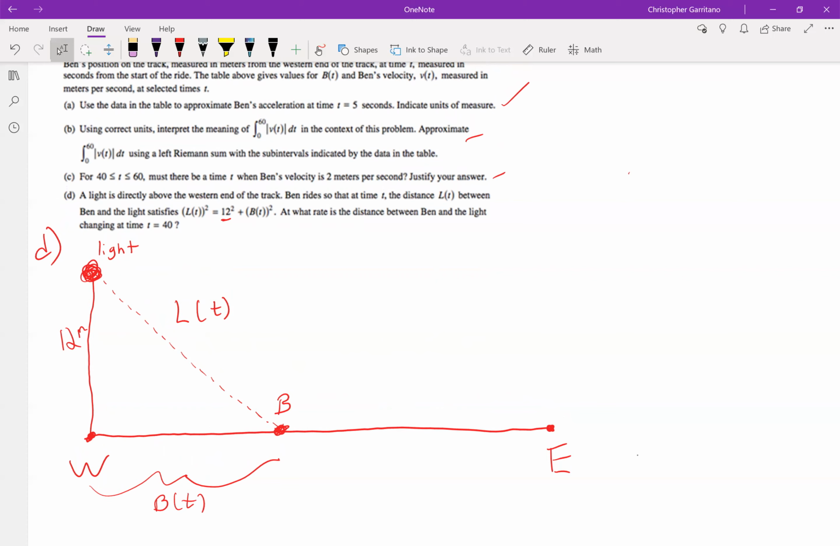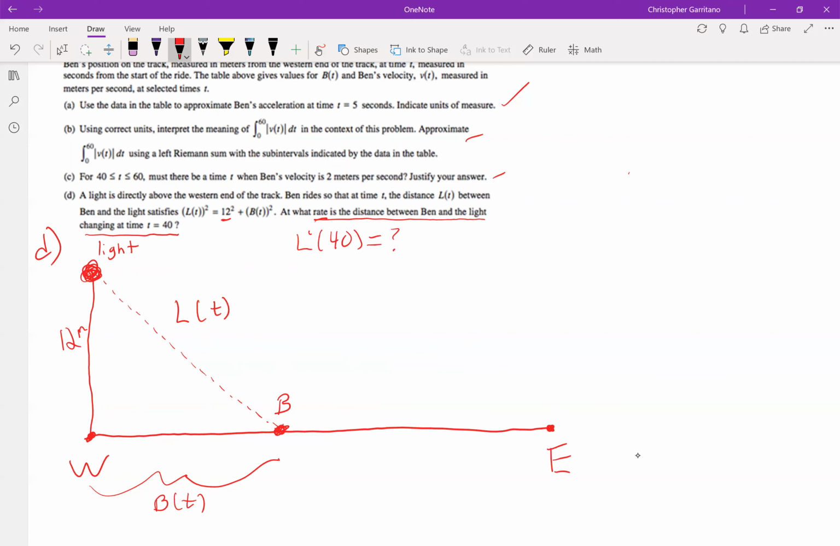But now that I have the diagram in front of me, I clearly understand that we're dealing with a right triangle here. And the question goes on to say, at what rate, that's a very key word, is the distance between Ben and the light changing at time t equals 40? So we're talking about a rate of distance between Ben and light. So we're talking about a rate of L of t, which of course is, this whole sentence is asking us, at this particular time, it's asking us to find L prime of 40.